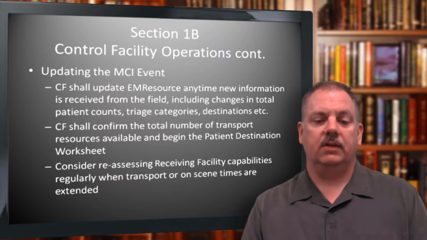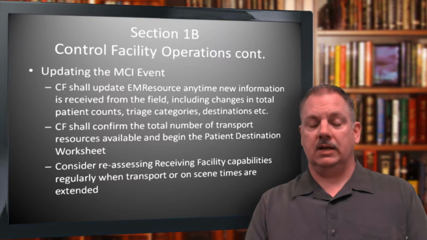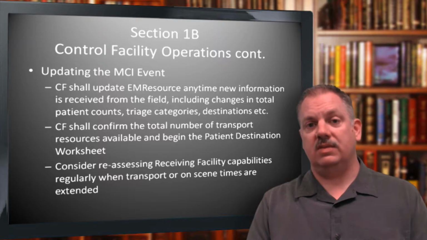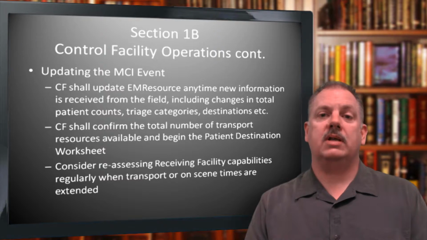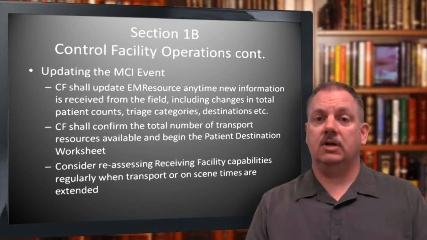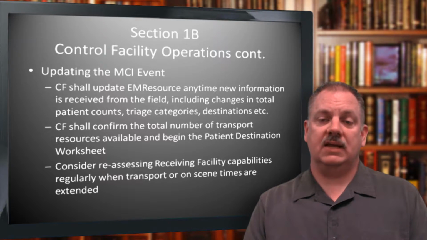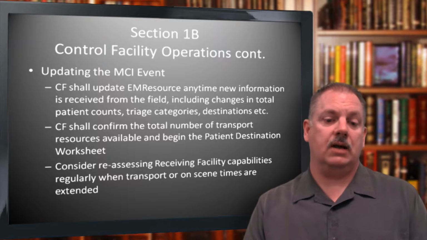The control facility shall confirm the total number of transport resources available and begin the destination worksheet. So again, the control facility is communicating back with the scene to determine what type of resources they have, whether ground or air or other alternative transport resources like a bus, so that they can help figure out where the patients are going to go and how they're going to get there.